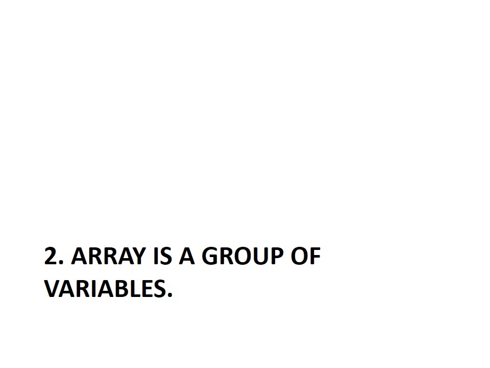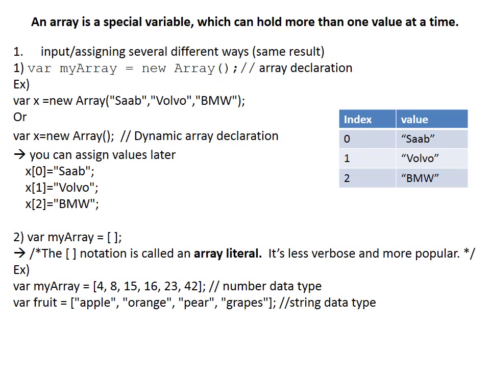Array is a group of variables. An array is a special variable, which can hold more than one value at a time. For example, in x = 5, x has a value 5. If you use array x, you may have x[0] = Saab, x[1] = Volvo, x[2] = BMW, etc. Here, x is the array name. Numbers 0, 1, and 2 after x are index numbers. Saab, Volvo, and BMW are values. Notice that the index number starts from 0, not 1.